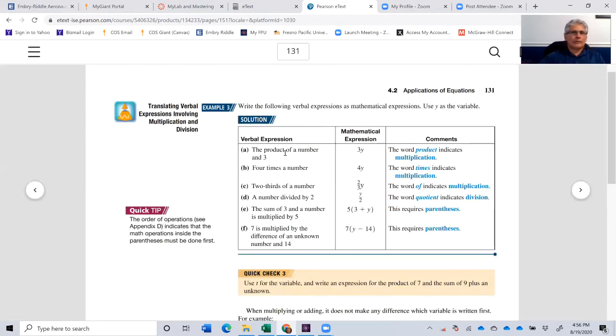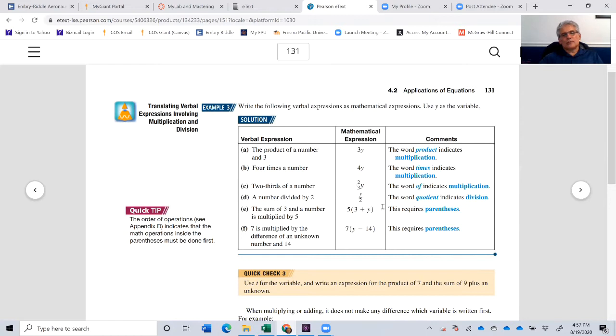In example number 3, the product of a number and 3 would simply be 3y, with y just being any variable. 4 times a number is 4y. 2/3 of a number, 2/3 y. A number divided by 2 would be y divided by 2. The sum of 3 and a number is multiplied by 5. So the sum of 3 and a number, that's within the parentheses, 3 plus y, is multiplied by 5.